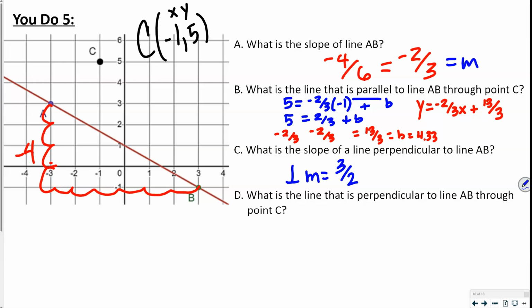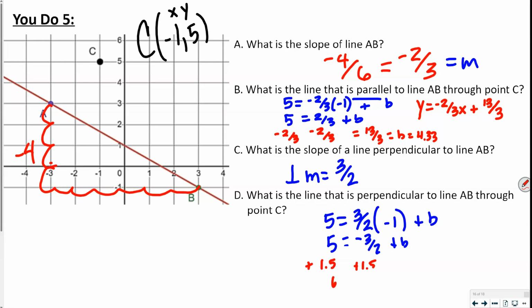So once again, we're doing our 5 is equal to, this time we're doing 3 over 2 times -1 plus B. So this is going to be 5 is equal to -3/2 plus B. So we're going to add the 3/2 to both sides this time, right? Wasn't that 1 1/2? Negative, so we're going to add 1.5 to both sides. You can find that on your calculator if you want. So this is going to be 6.5 is equal to B. So once again, we're plugging everything back in our equation. So this is going to be Y is equal to 3/2 X plus 6.5.